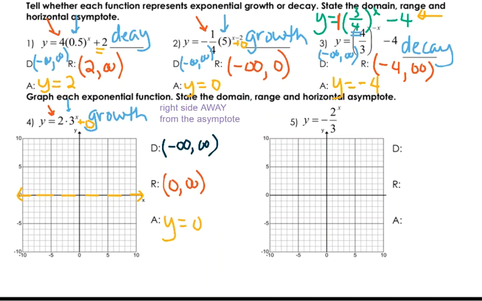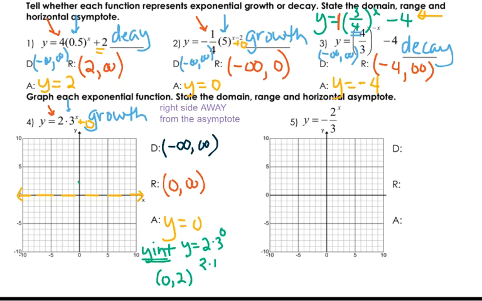Alright, now we need some points. An easy point is the y-intercept. The y-intercept means we're going to plug in 0 for x. If I do that, I've got 2 times 3 to the 0 power. So when you do the work, you're going to get y equals 2 times, anything to the 0 power is always 1, so 2 times 1 is 2. So my y-intercept is going to be at 0, 2. So I'm going to plot that point. So I've got that point.